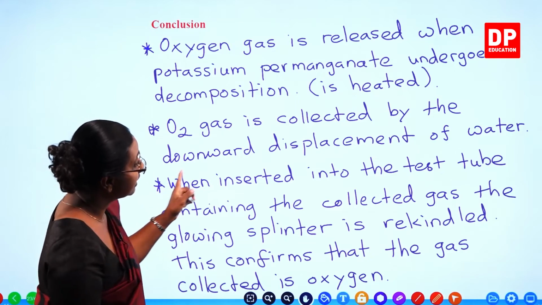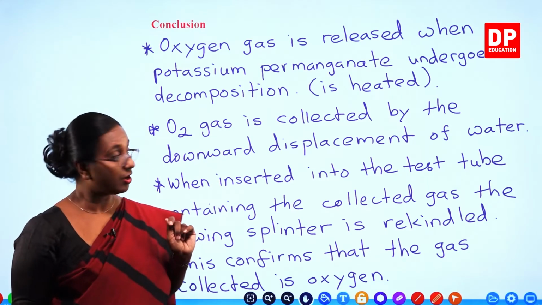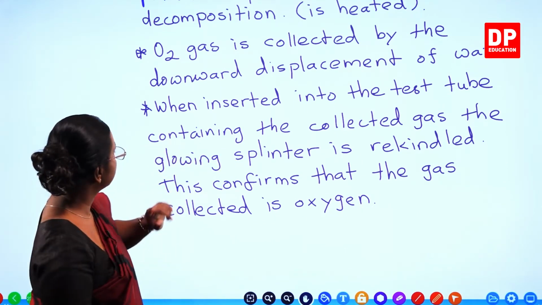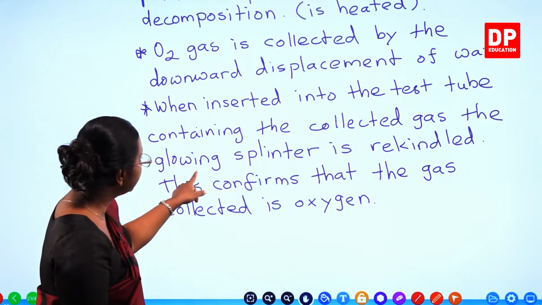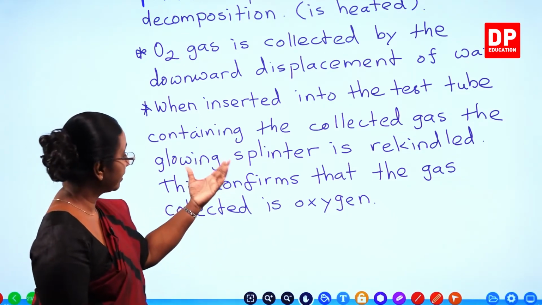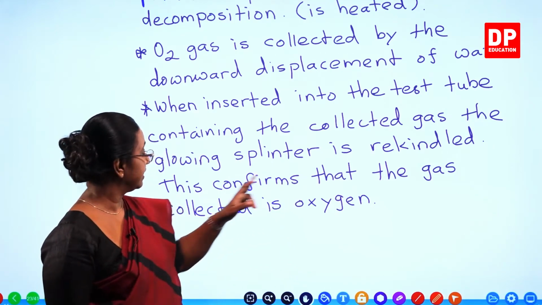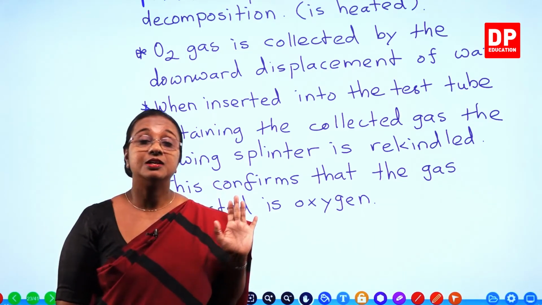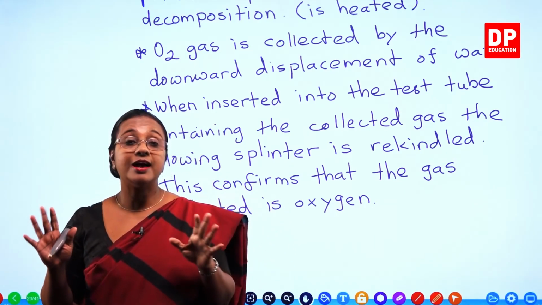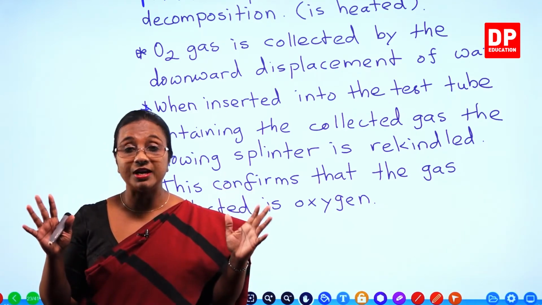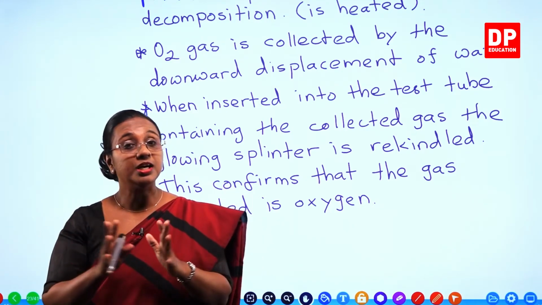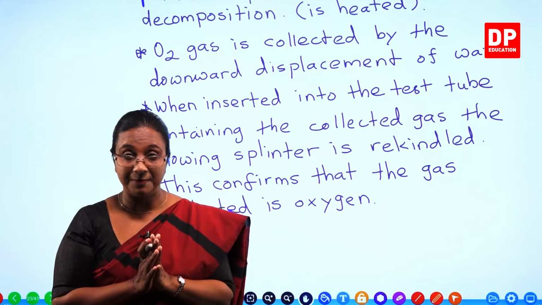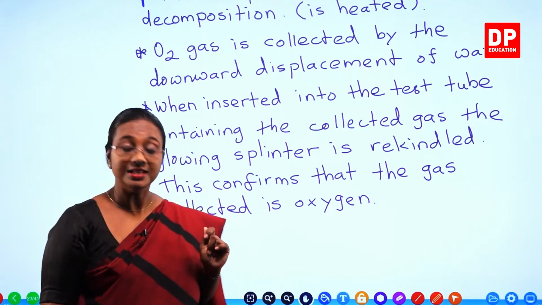Then oxygen gas is collected by the downward displacement of water, and also when inserted into the test tube containing the collected gas, the glowing splinter is rekindled or relighted. So this confirms that the gas collected is oxygen. So those are the observations and conclusions of the activity. And also I have explained all the considerations, all what you need to remember there. So I am sure you all can remember all those and you have understood and you have observed everything as well. So with that, students, I will move on to the next slide.